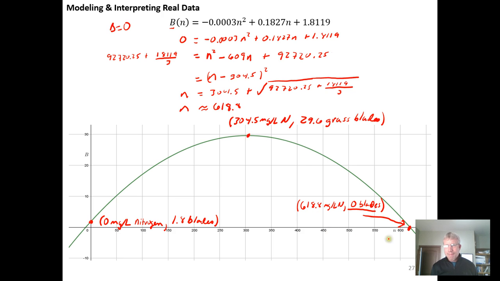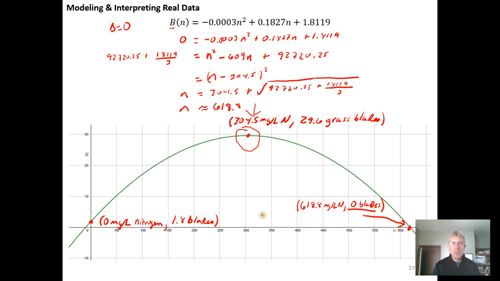I went through the completing the square process, and I got an approximation of 618.8 as my input. So what this means in the context of the model is that if I fertilize at a level of 618.8 milligrams per liter, the model is suggesting I'm going to kill the grass. I get no blades of grass grown. So that would be how I would interpret that intercept: it's the worst case of over-fertilization that I can possibly do. I've killed the plant by doing it. And of course, we wouldn't want to ever get over here. We'd want to find, hey, what's the optimal amount of fertilizer? And the vertex is telling us the optimal amount of fertilizer to use.